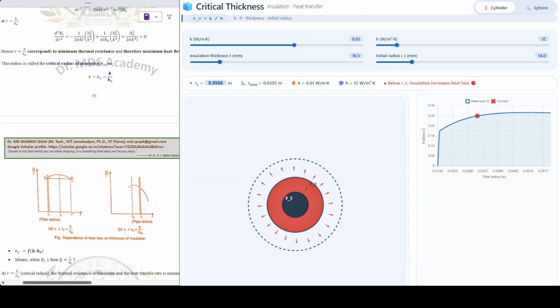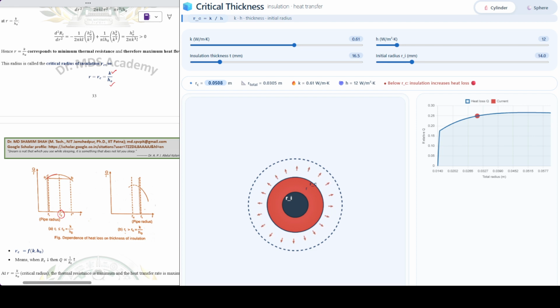K is the thermal conductivity of this core wire and H naught is the convection heat transfer coefficient of the outer air. So we had seen the heat transfer increases then decreases. At RC we are getting the maximum heat transfer.